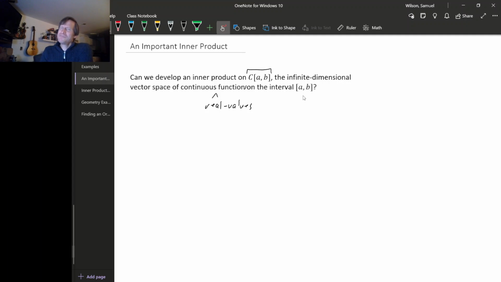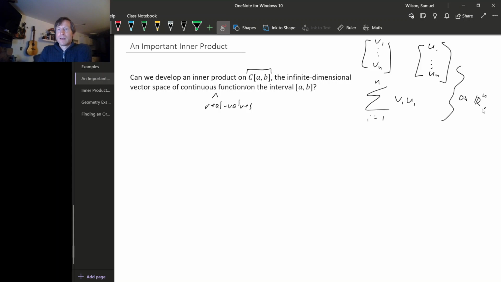It seems kind of like a difficult problem at first, but what we can think about is how we get an inner product on Rn. On Rn, you have a list of entries in your vectors. Here are two vectors in Rn, and to get an inner product, what we do is we sum from i equals 1 to n the product v_i u_i. So this is the inner product on Rn.